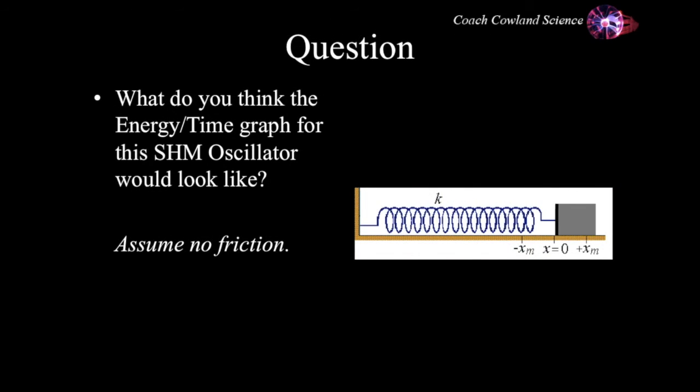So here we have a horizontal spring. At x equals 0, that's the rest position. At plus x is the maximum amplitude. At minus x is the minimum amplitude. So how do you think that the energy is going to look for this particular simple harmonic motion oscillator?